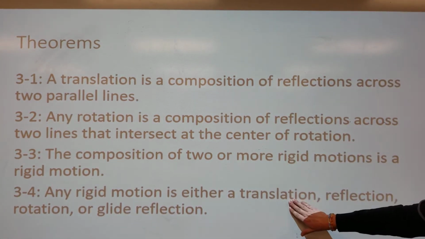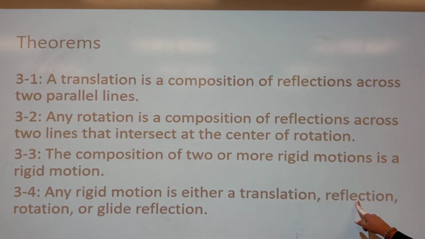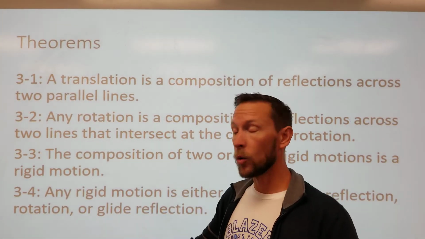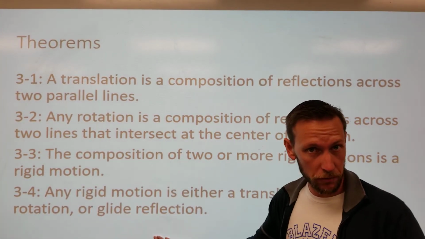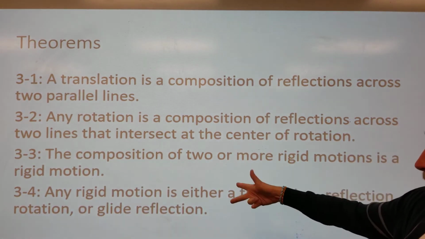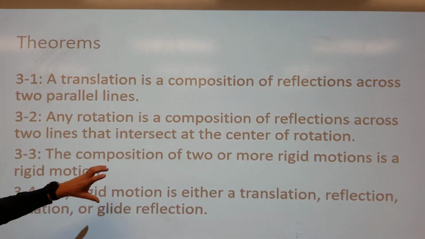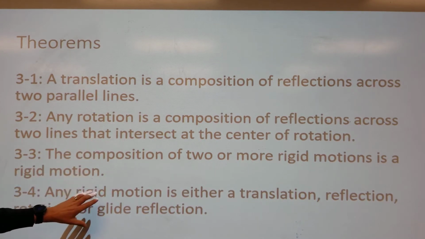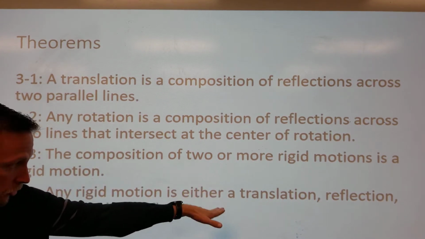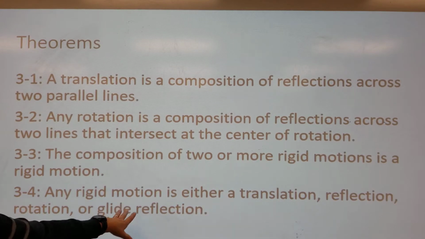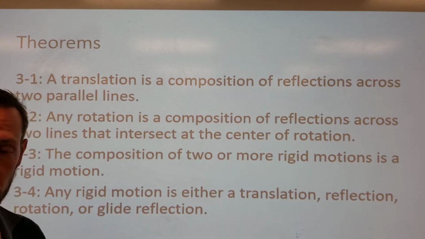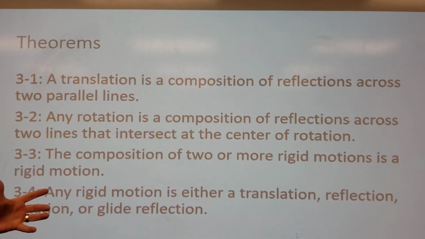Any rigid motion is either a translation, a reflection, a rotation, or a glide reflection, all right? These go together in the way that they articulate that every composition is a rigid motion, and every rigid motion is either a single rigid motion as we've described or a composition of rigid motions. And so these are the options as we navigate through these rigid transformations, okay?